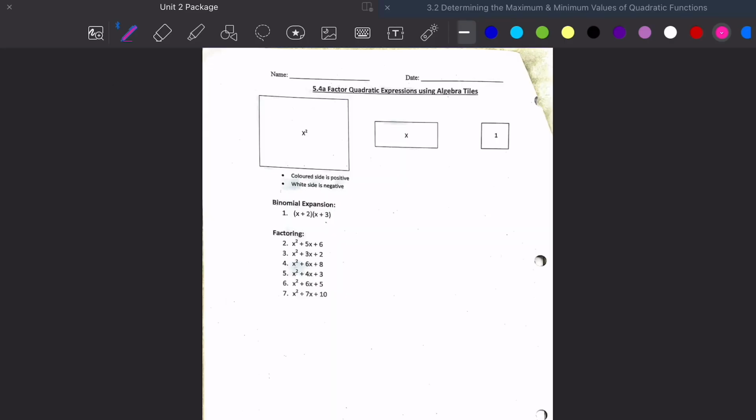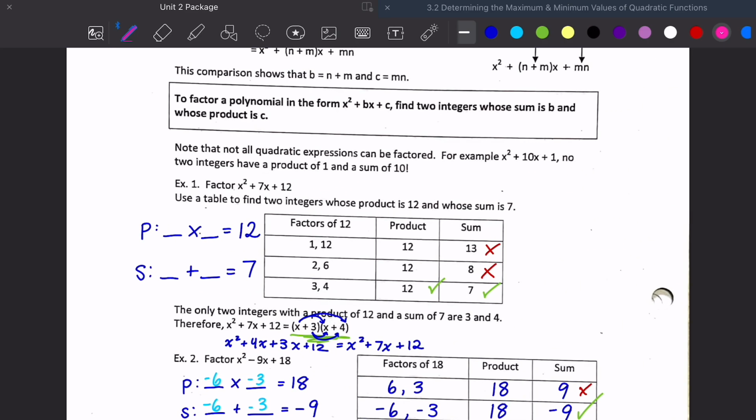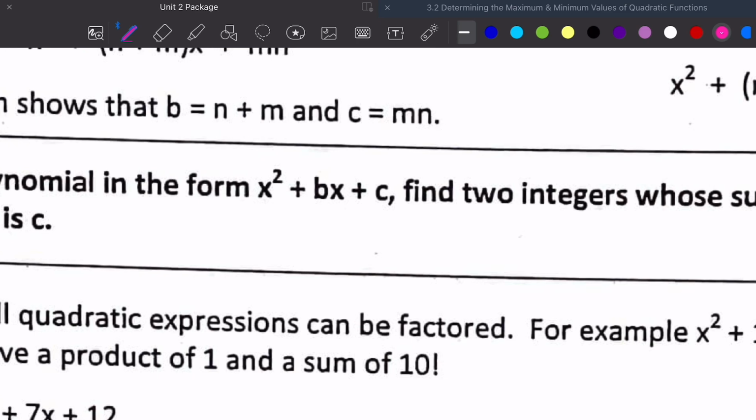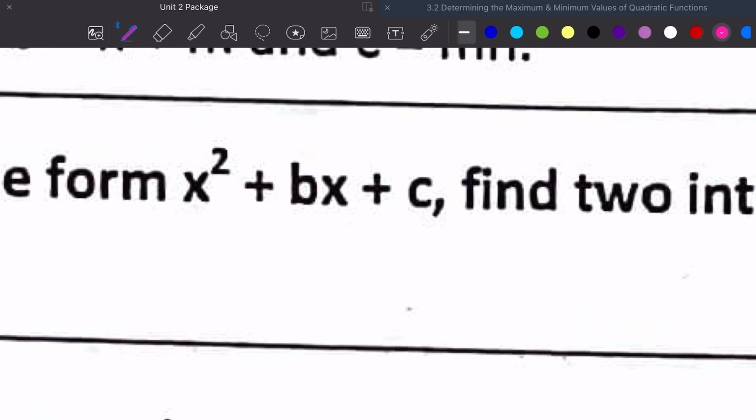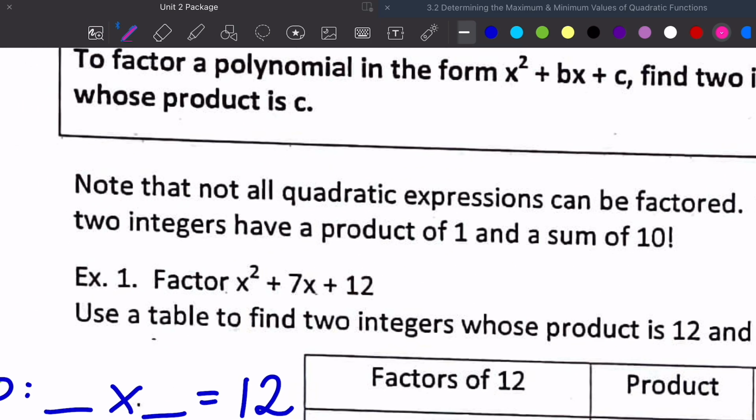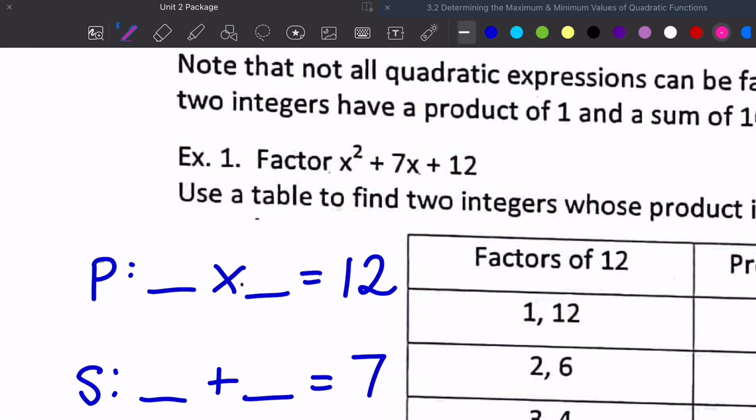Yesterday we did product and sum. If we're in this form, x squared plus bx plus c, our product was c and our sum was b, meaning two numbers got to multiply to give me this number, but add together to give me this number. And then we would ask, for our product, what are we divisible by? For 12, we said 1 and 12 make 12, 3 and 4 make 12, 6 and 2 make 12.